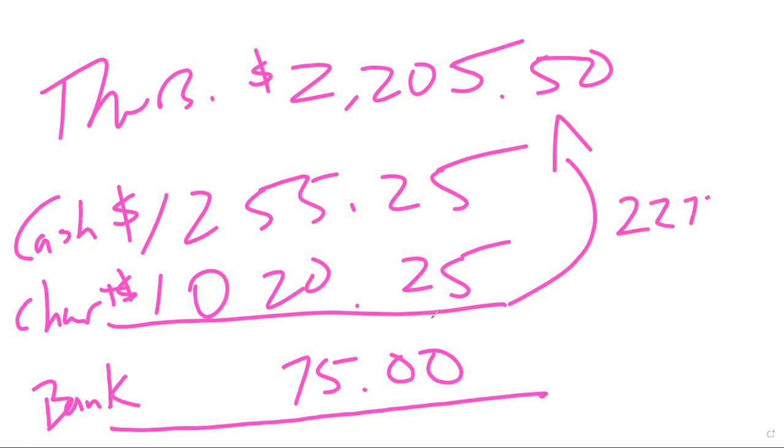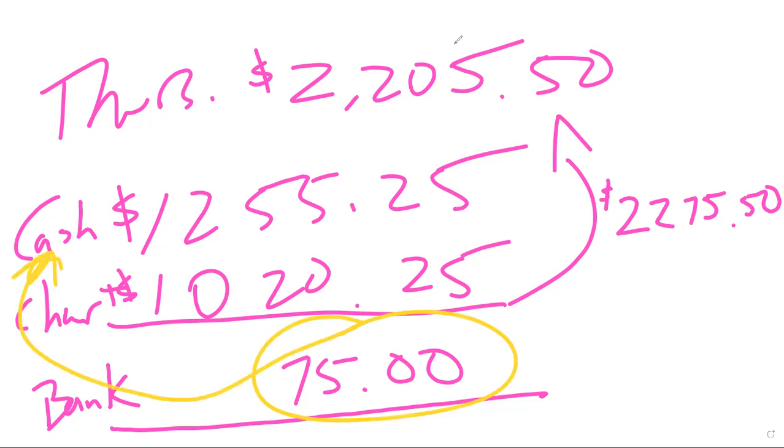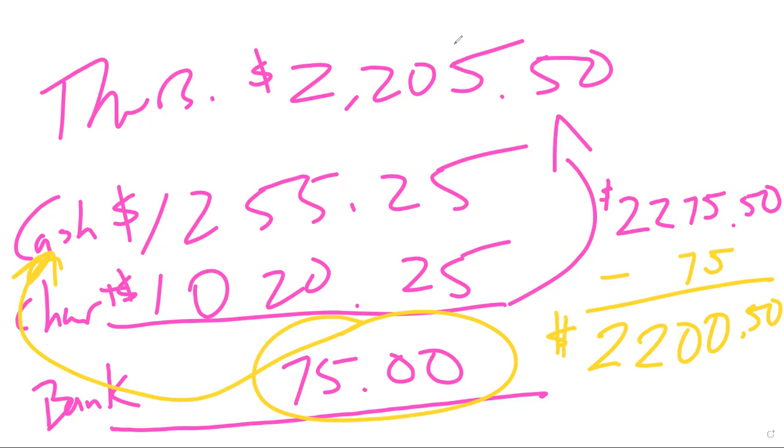2,275.50. Now, that is all the money that I have, because remember this bank right here is still included in this cash. My bank, I start with 75, so I gotta take that $75 out. I subtract $75. What do I end up with? We are left with 2,200. So if I'm left with 2,200 and my sales say 2,205.50, what does that mean?